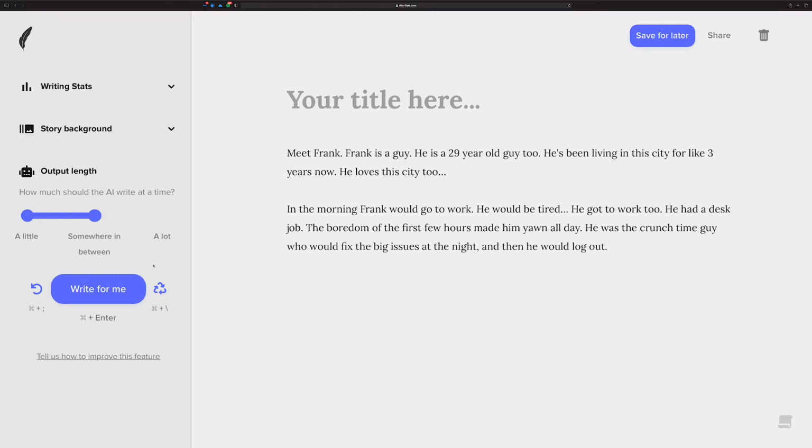I can almost relate to this. He was the crunch time guy who would fix the big issues at night, and then he would log out. Wow. It's like this thing almost read my mind. I mean, I'm not 29 years old, but I am that crunch time guy, and I'm often at the office into the night to solve the big issues. That's kind of crazy.